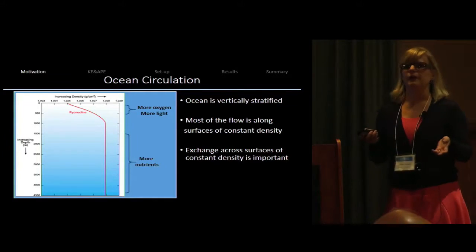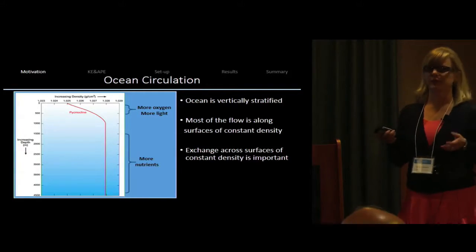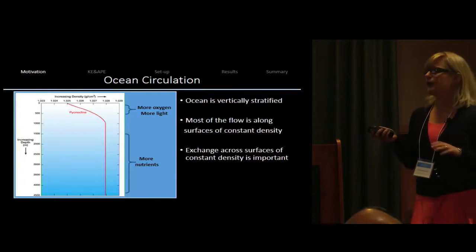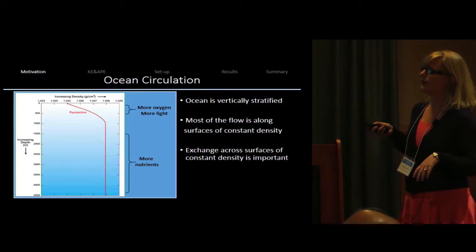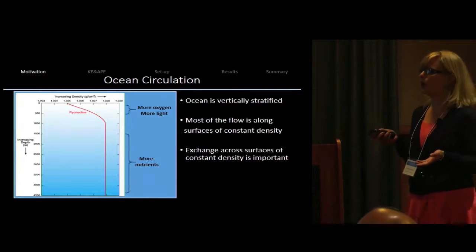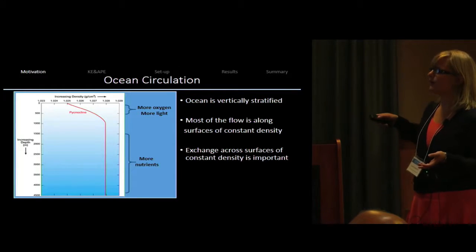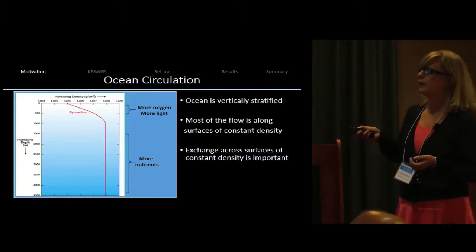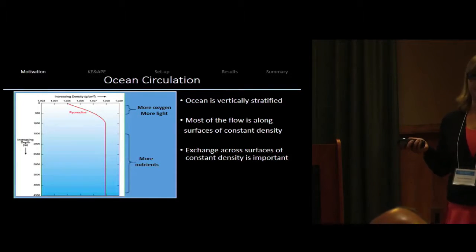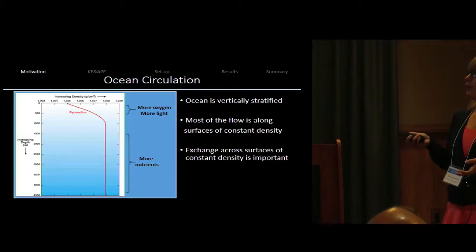So why do we care about ocean circulation, all these sinking waters and whatever? In the ocean in general, you have these two layers. You have the top very thin mixed layer, and then you have the deep abyssal waters. In between you have this thing called the pycnocline, which is a region where you have a really high density gradient. And it's really difficult to get water mixed across this high density gradient.